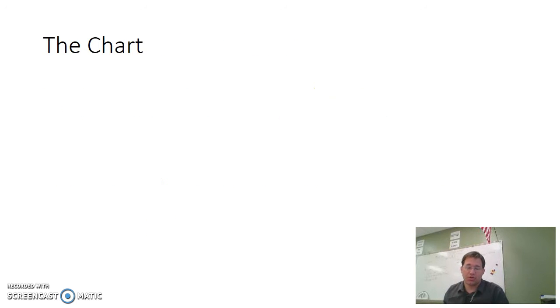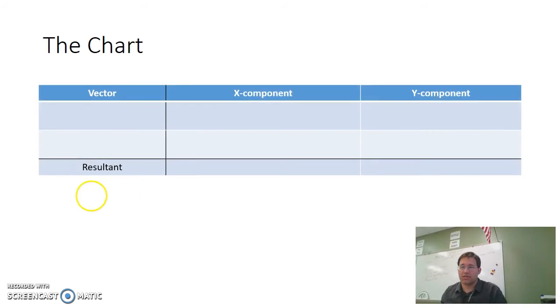So I build a chart. I like building charts because they help organize all your information. This chart looks like this. We're going to have our vector column right here, our x components in the middle column, and the y components in the right column. If you're doing 3D vectors, you can add an extra column. If you're doing more than two vectors, say 3, 4, 20, whatever it is, you can just add more layers along the way. And the very bottom is a section for the resultant values.